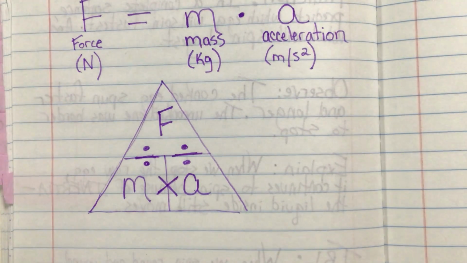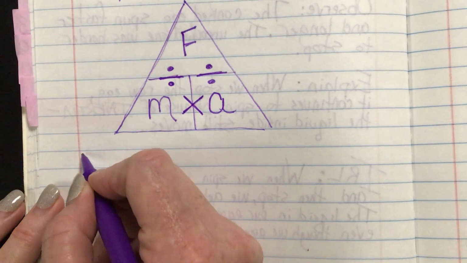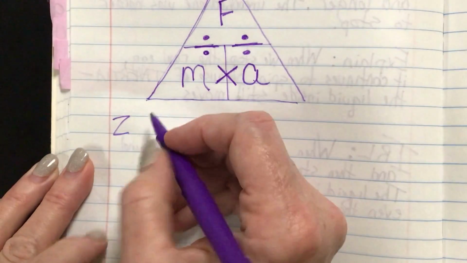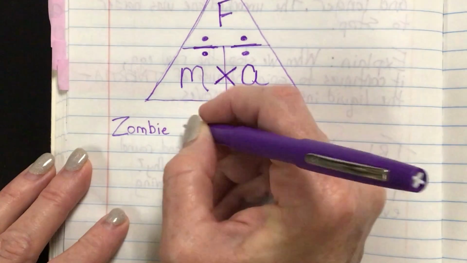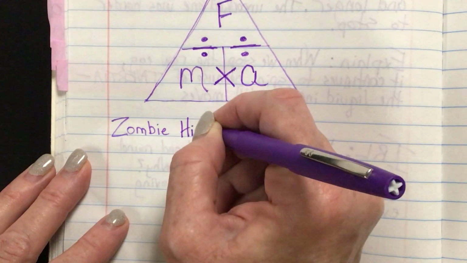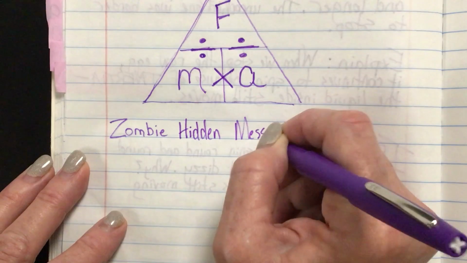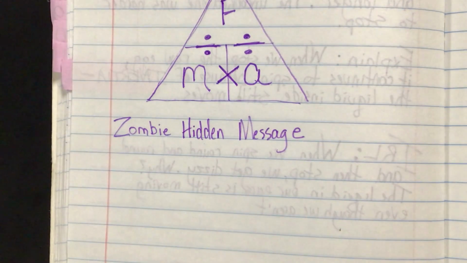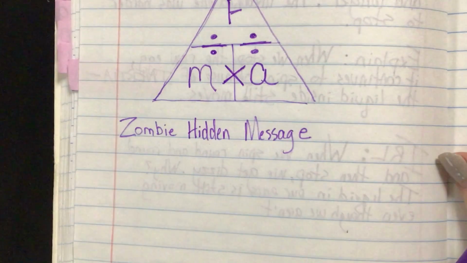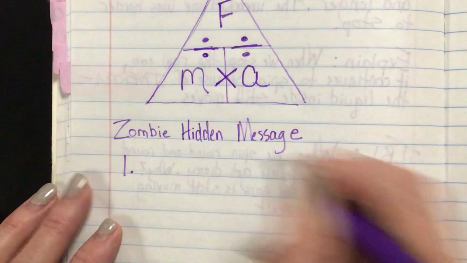In just a second, you're going to have 9 questions in an assignment called Zombie Hidden Message. We're going to do one example here, so write Zombie Hidden Message. You're going to read the problems and show your work on page 55. We're going to work number 1 together.